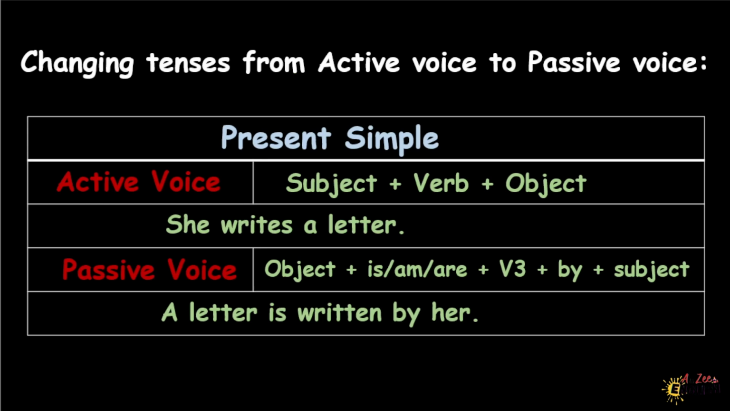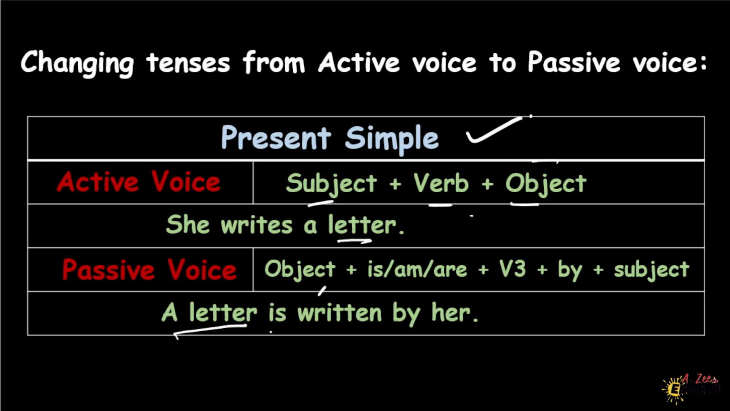Next is changing tenses from active to passive voice. So we always change the tenses of the active sentences into the passive sentences by applying some rules. For simple present tense, the sentence structure for active voice is subject plus verb plus object. So when we convert this sentence into the passive voice, we always start this sentence with the object part. So here the object is our letter. So this one is the object.